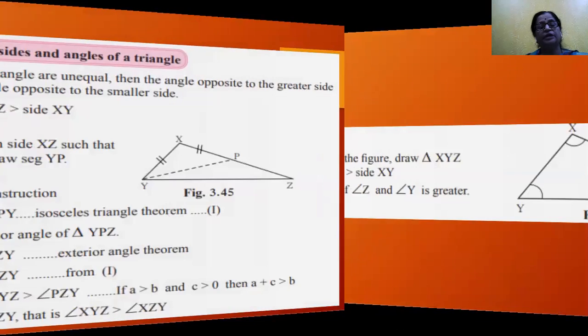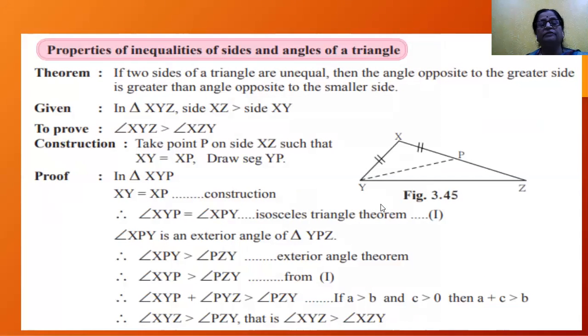Next, we are going to study the property of inequality of sides and angles of a triangle. Here, one theorem is given. In this theorem, if two sides of a triangle are unequal, then the angle opposite to the greater side is greater than the angle opposite to the smaller side. Here, one triangle XYZ is given, and in this, side XZ is greater than side XY.